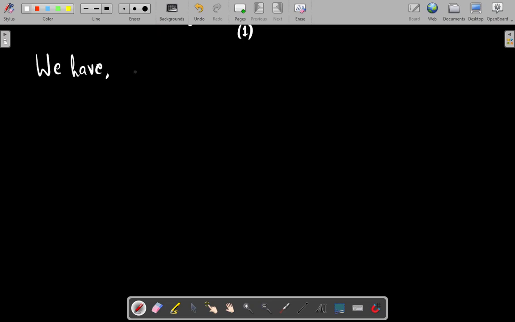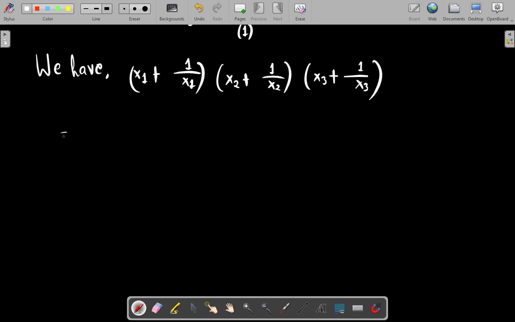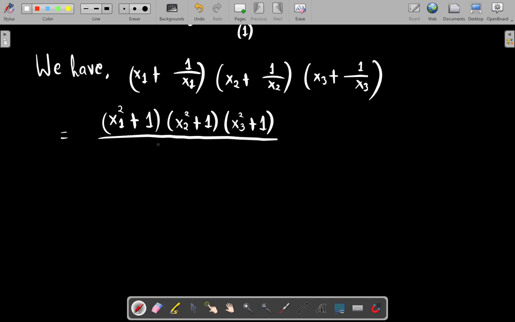We have (x1 plus 1 upon x1) times (x2 plus 1 upon x2) times (x3 plus 1 upon x3). On simplifying, if we take the LCM in each of these terms separately, the numerator becomes (x1 square plus 1) times (x2 square plus 1) times (x3 square plus 1), divided by x1 x2 x3.